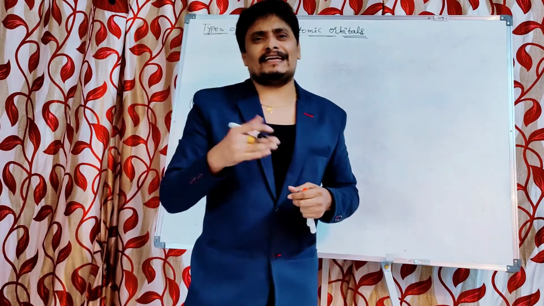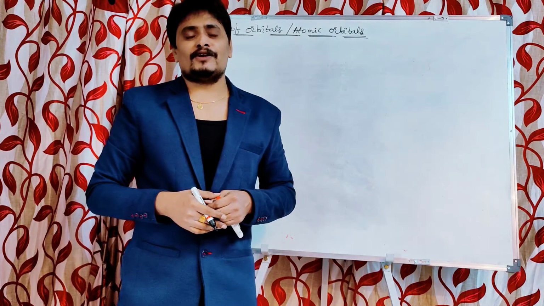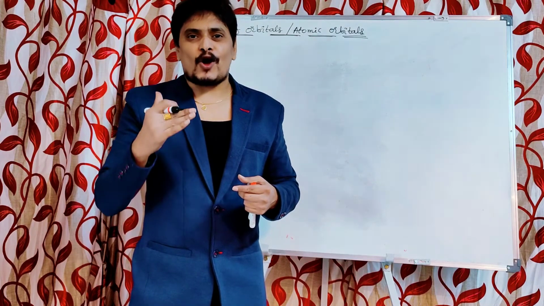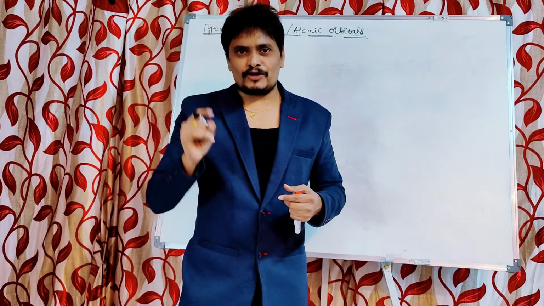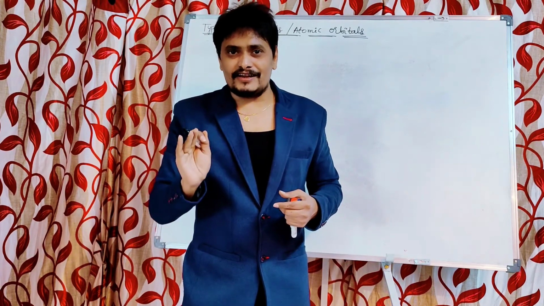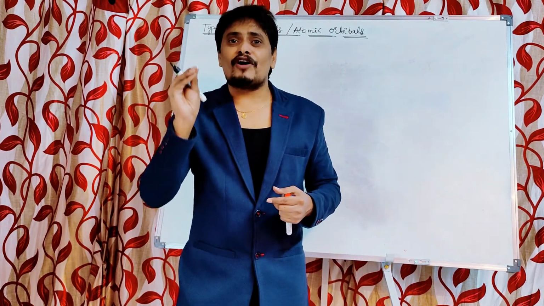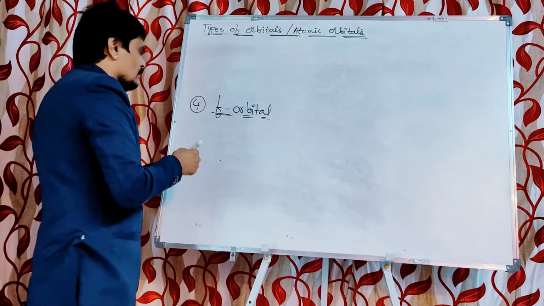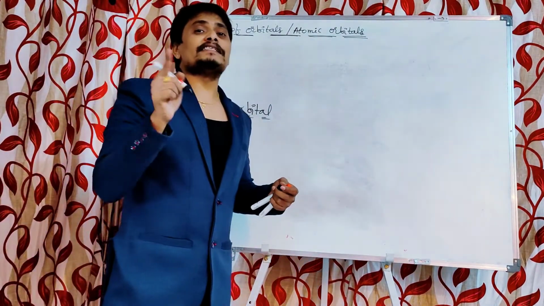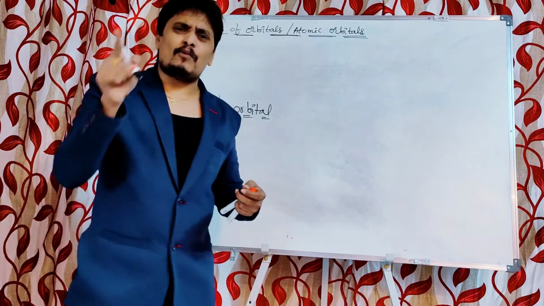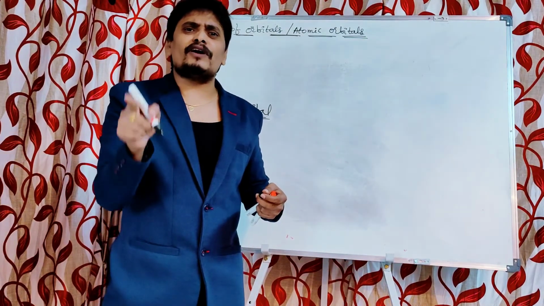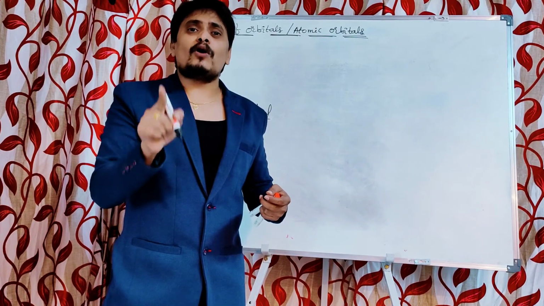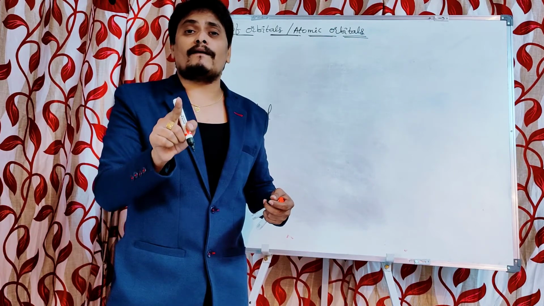But we can designate the f orbitals, and the number of f orbitals is 7. So the number of s orbitals is 1, p orbitals are 3, d orbitals are 5, f orbitals are 7. It is very simple to remember what those 7 f orbitals are, and do remember that in the exam no one will ask you to draw the shapes of the f orbitals. They know how complex the shapes of f orbitals are.